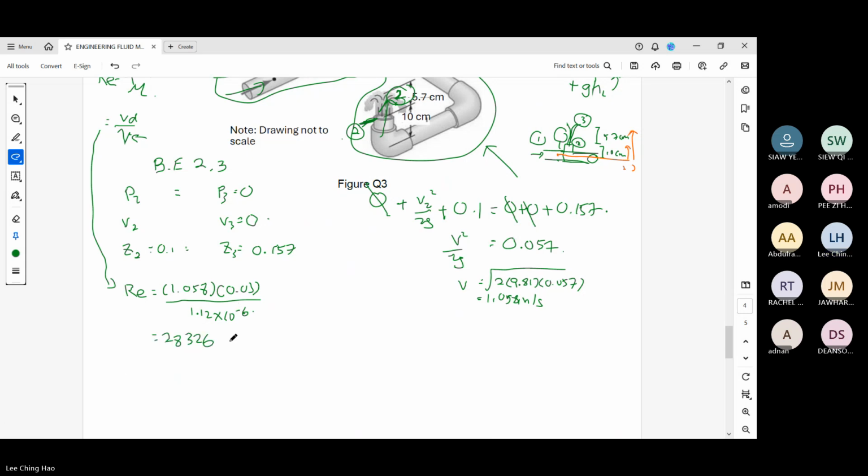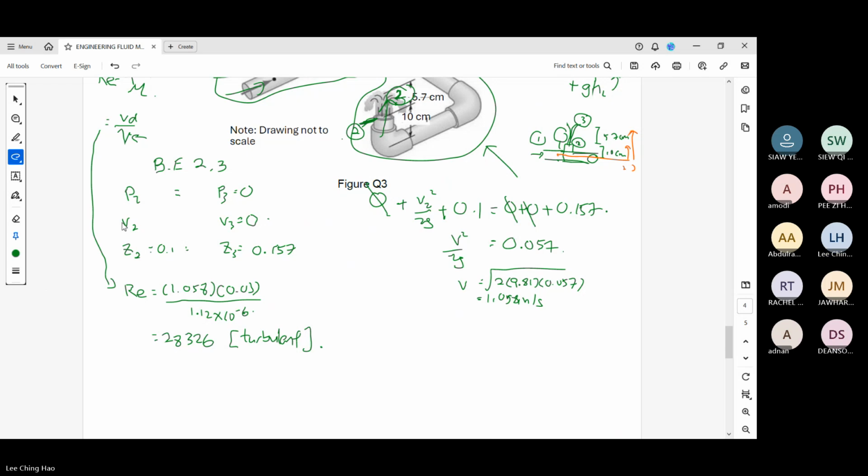28,000. So this is turbulent. You must mention it, else you cannot continue, because it is turbulent. So the f factor you have to find from the graph. So then, of course, this is turbulent. So that's why let me show you the chart.